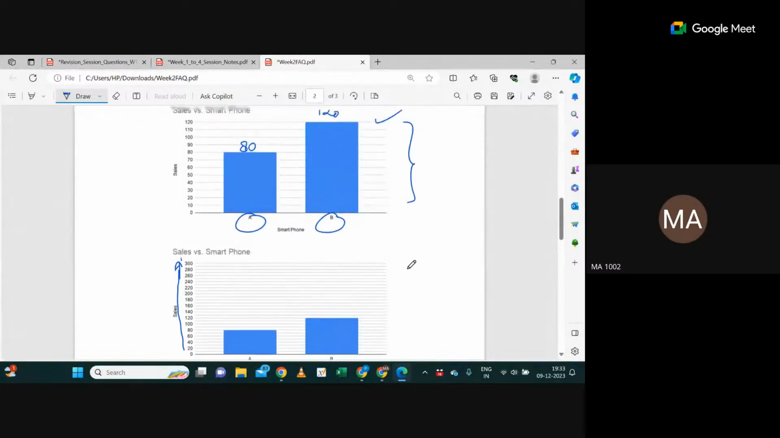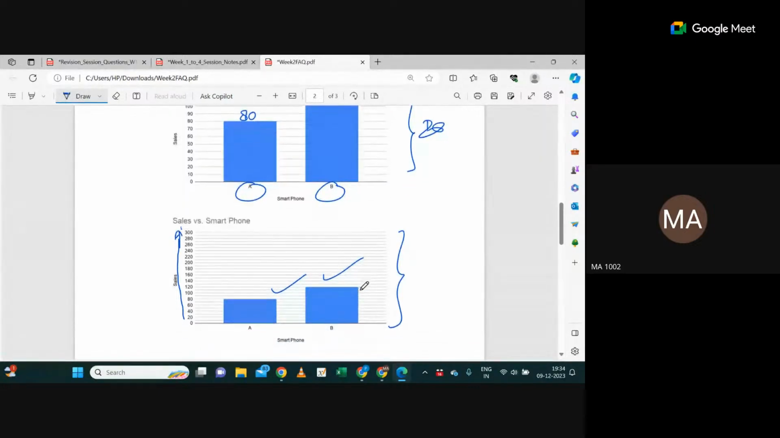Suppose by intuition, by the first graph you see, I can simply say there is a significant amount of sales for smartphone A and smartphone B. But in this graph, it seems low, right? Even though the numbers are the same. But there was no need to do that manipulation on the y-axis, the expansion of the y-axis, right? Are you getting this idea?